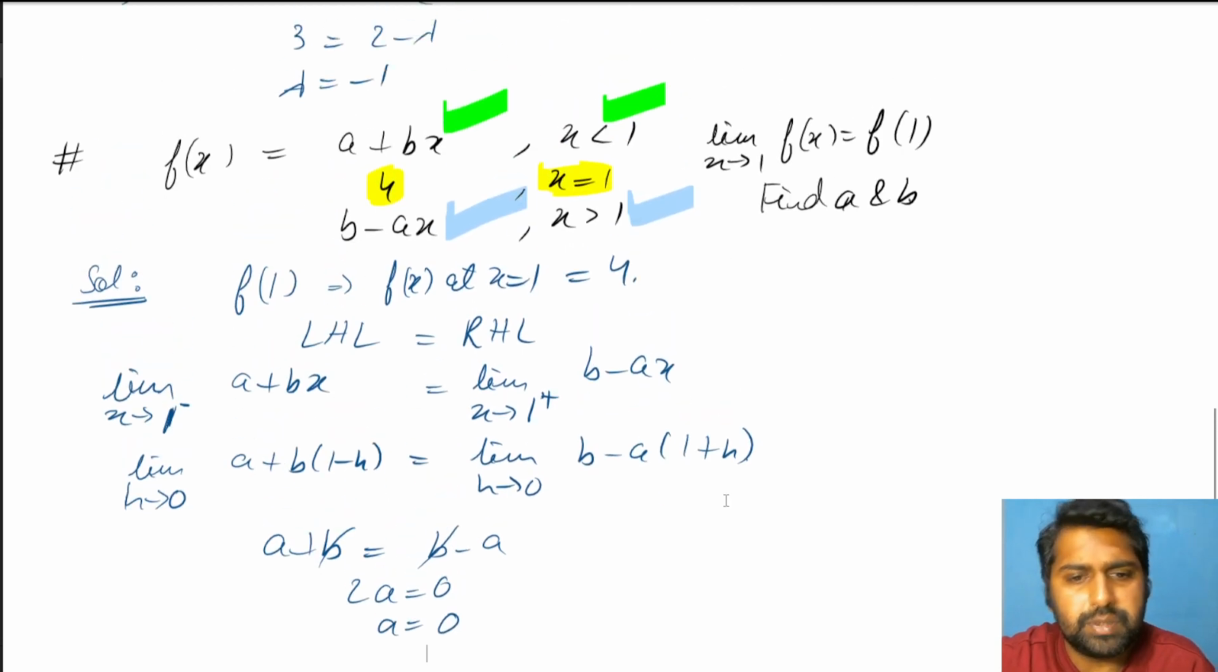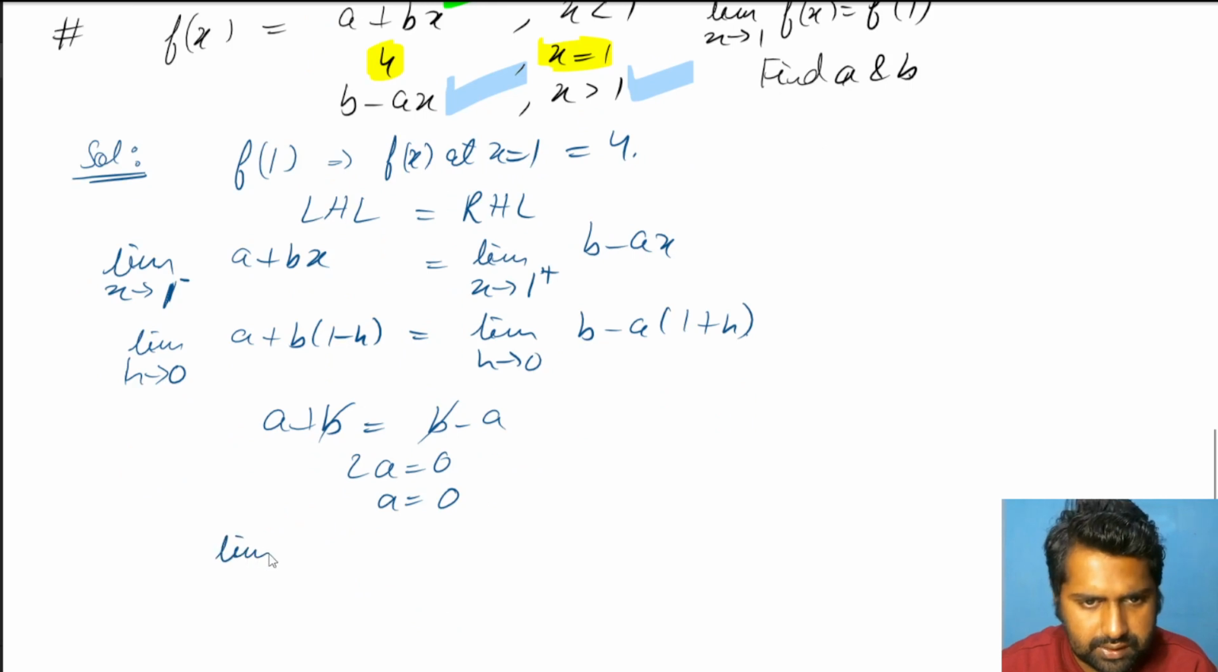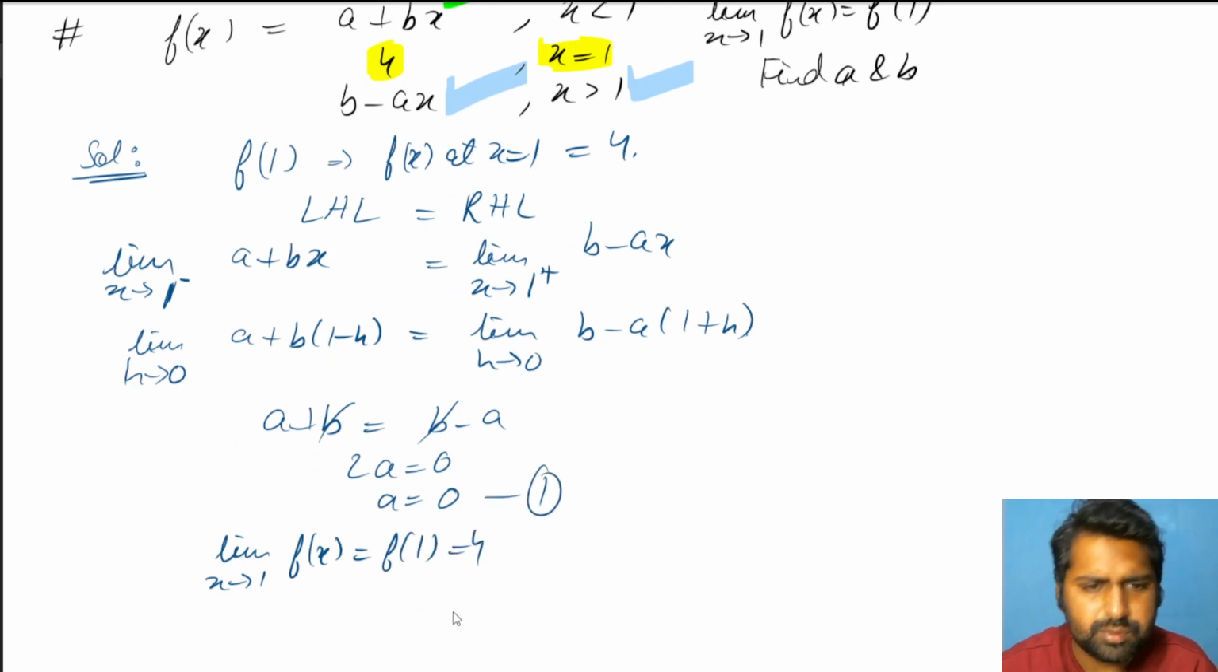And now how do you get b? The question says that this limit will be equal to f of 1. Let's use that. So limit x tends to 1 of f(x) is f of 1, which has to be 4. Now the limit can be a plus b or b minus a, because this is the value we solved. Because LHL and RHL exist, both values will be your limit and they must be equal. Since a has to be 0, I can take anything now, so a plus b is equal to 4.